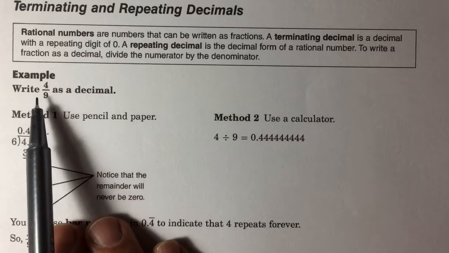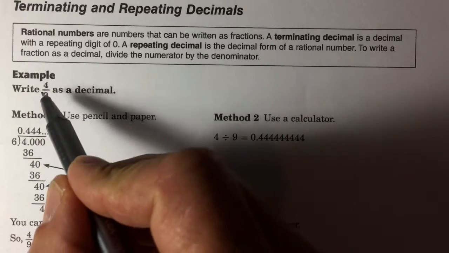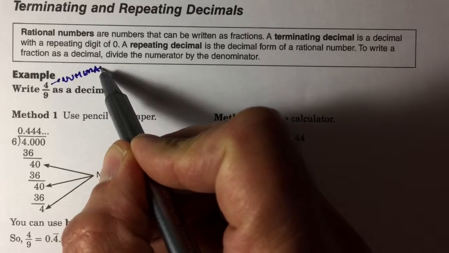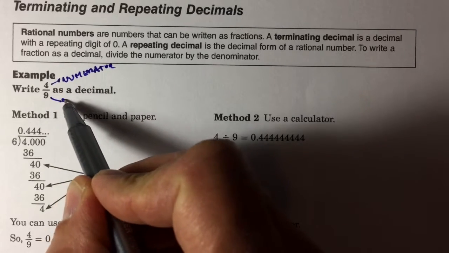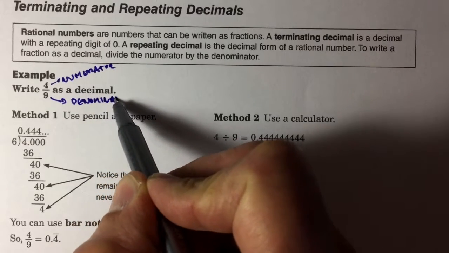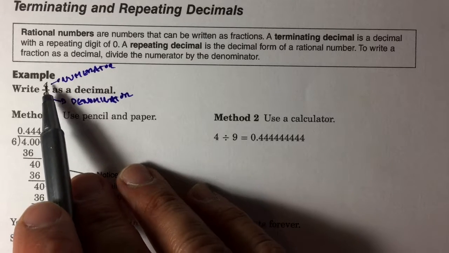So in this example, we have to write 4/9 as a decimal. Remember that this is the numerator on the top, and the one at the bottom is the denominator. So we have to divide 4 divided by 9. Okay, 4 divided by 9.